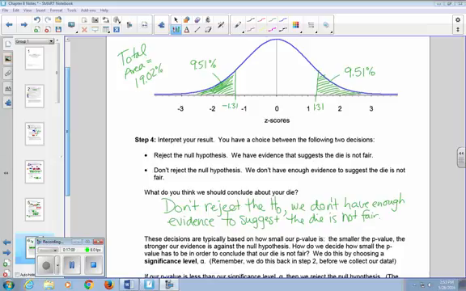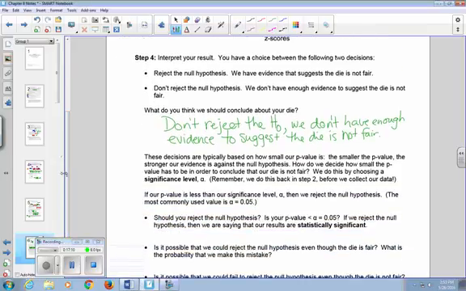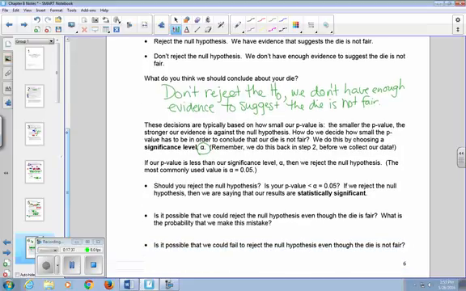Okay. So these decisions are typically based on how small our p-value is. And the smaller the p-value, the stronger our evidence is against the null hypothesis. So how do we decide how small the p-value has to be in order to conclude that our die is not fair? We do this by choosing a significance level, and we use this symbol alpha, it's a Greek letter, to represent that. So remember, we were supposed to do this back in step 2 before we collected our data. Okay, we're returning to that now. So if our p-value is less than our significance level, alpha, then we reject the null hypothesis.